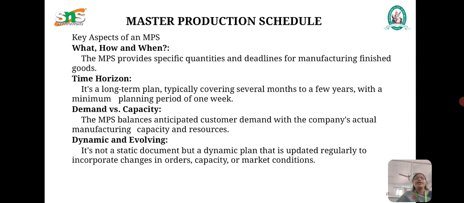Like that table will contain what is the time horizon, what is the demand, what is the capacity, what is the deadline, with the date, and so on. So this time horizon is a long term plan, which typically covers several months to a few years with a minimum planning period of at least 1 week. Demand versus capacity. The master production schedule balances anticipated customer demand with the company's actual manufacturing capacity and resources.